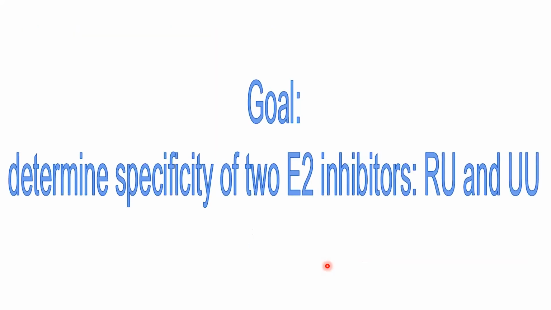So a lot of the work that we just described has been done previously, but the goal over this summer was to determine the specificity of the 2 E2 inhibitors that we designed, the RU and the UU inhibitors. Specificity means that they interact well with some of the E2s, but not with all 30 of them. And we did experimentally determine that they do work well with some of these and not with the others, but we needed to do another test that just focuses on the protein-protein interactions to double check these results.